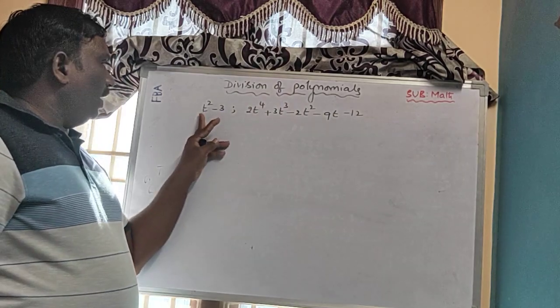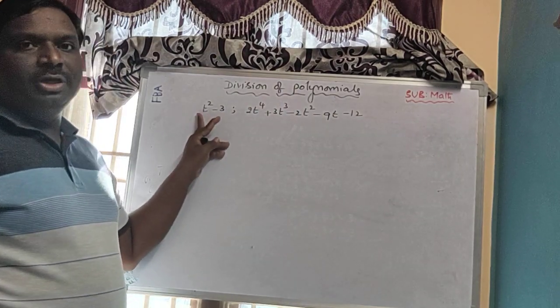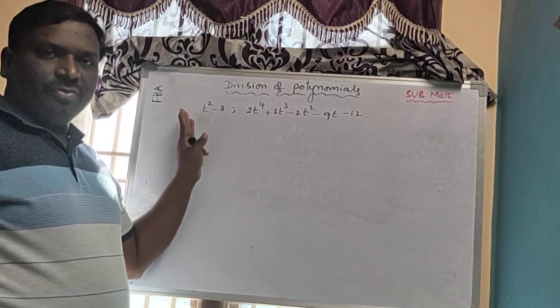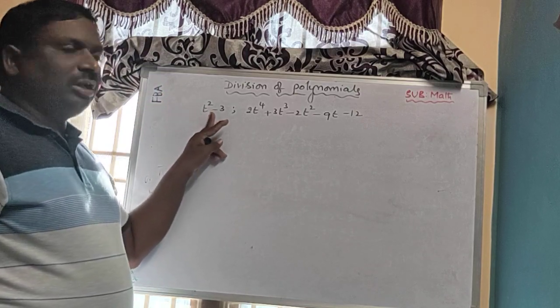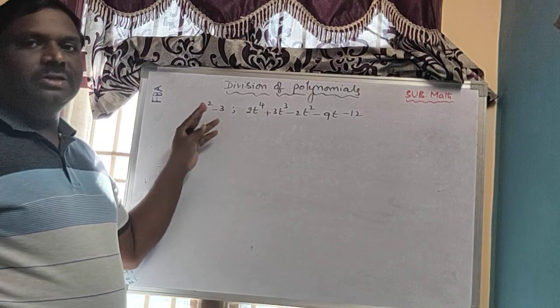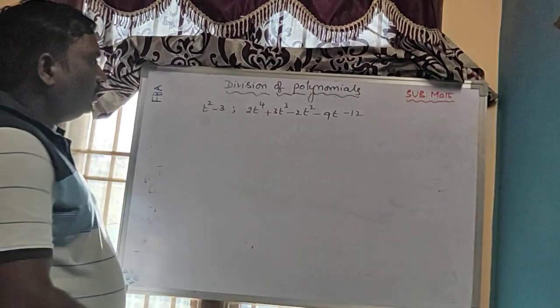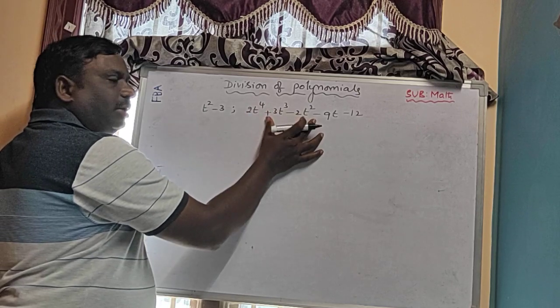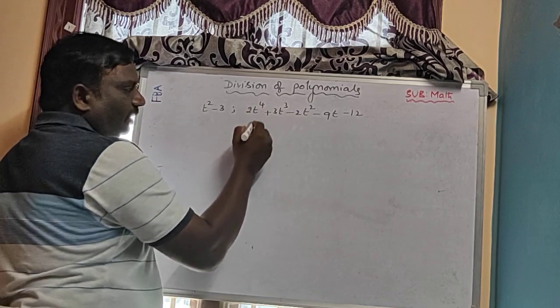Then no problem. For this polynomial, the highest degree is 2. There are only 2 terms, but we need 3 terms. The missing term is the t term, so in place of t you can take 0t. The highest degree is 4 for one and 2 for the other. So this can be considered as the dividend.